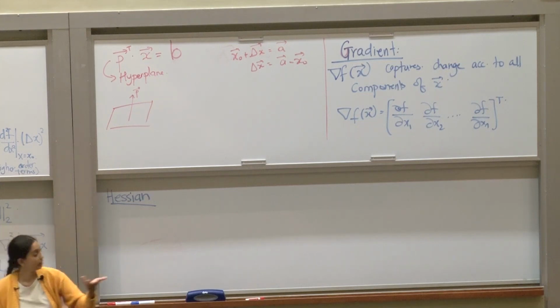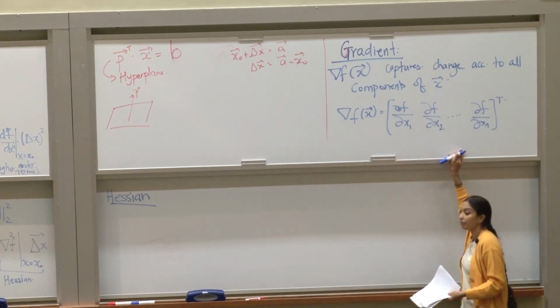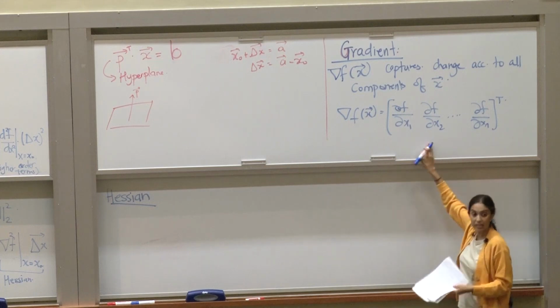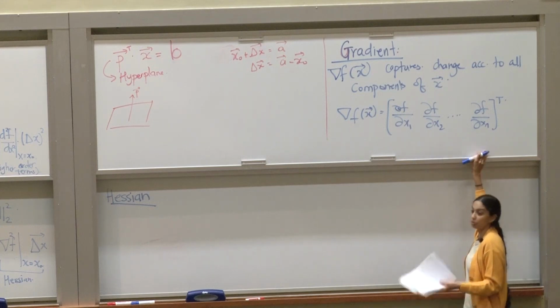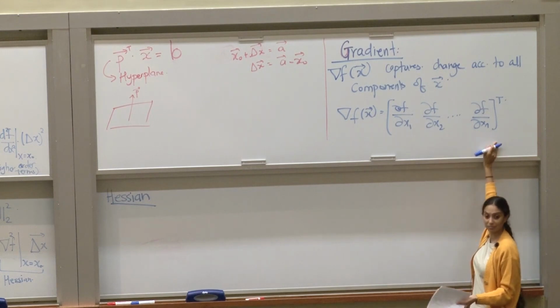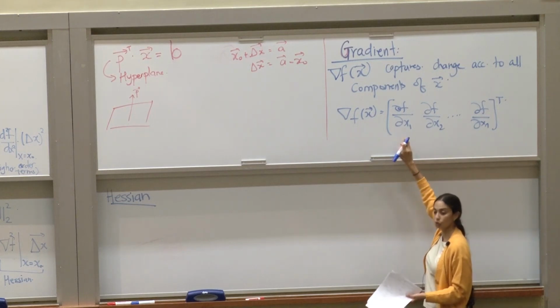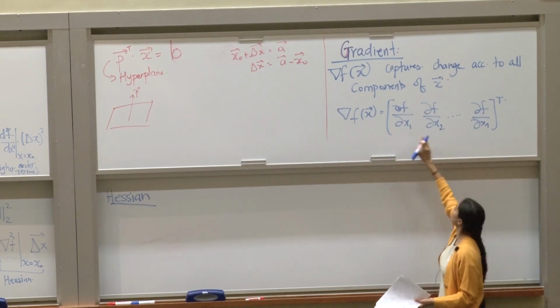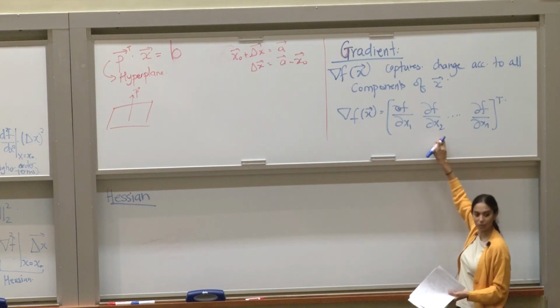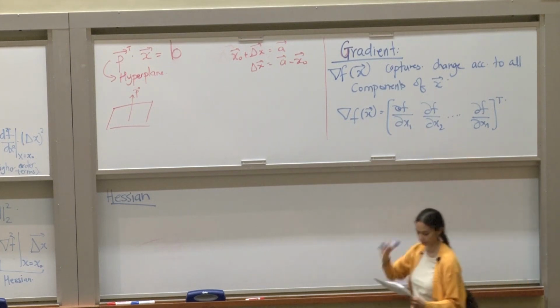Another way to think about it is that the second derivative is a derivative of the derivative, right? So now you want to see how the gradient changes with respect to x. But the gradient now has n numbers in it. So now you want to see how this changes with respect to x1, x2, x3, x4, xn. How does this change with respect to x1, x2, x3, x4, xn, right? So that's why you get this matrix.